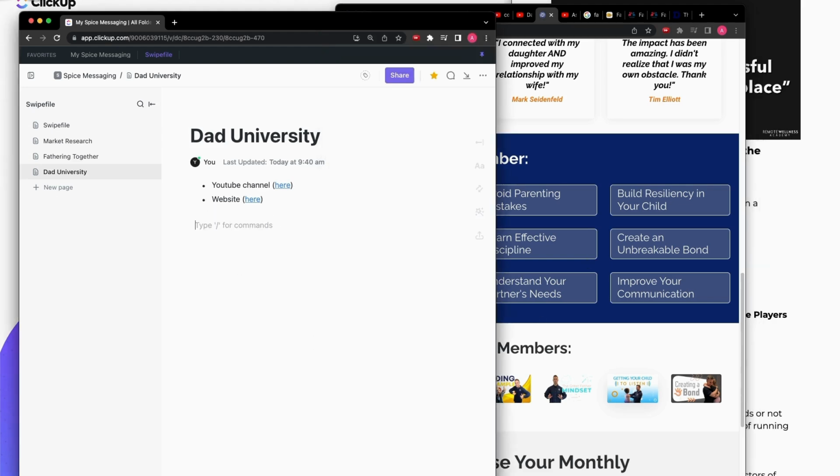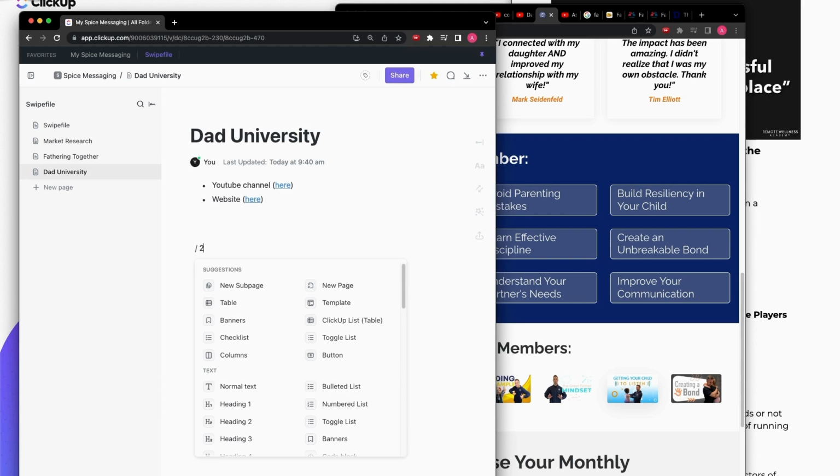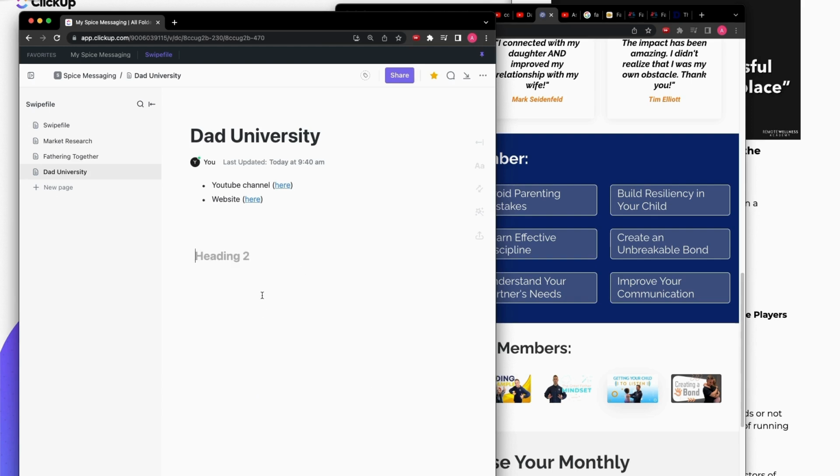And so what I might do is I might come down here and put a slash mark, and let's make it a header. Okay, so you can see on here, you can have normal text or header. I'm going to make it a header. I'm going to say, I like this. Maybe this is Spice Framework. Let's call it Spice Framework.